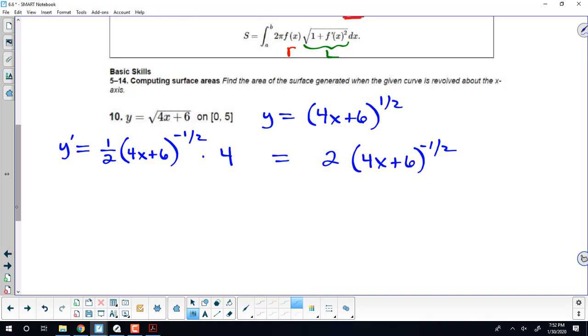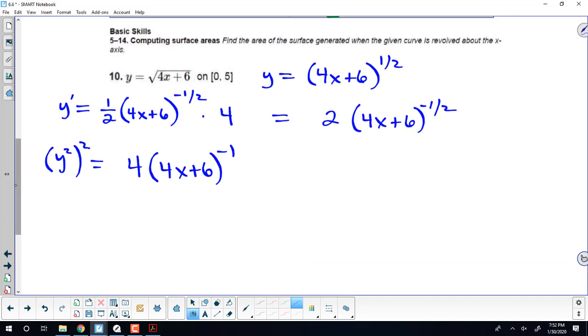And then we're going to take the derivative and square it once again. So we have our 2 squared, and then we have the quantity to the negative 1/2 squared. So the derivative squared gives us 4 times 4x plus 6 to the negative 1. And we're going to add 1.